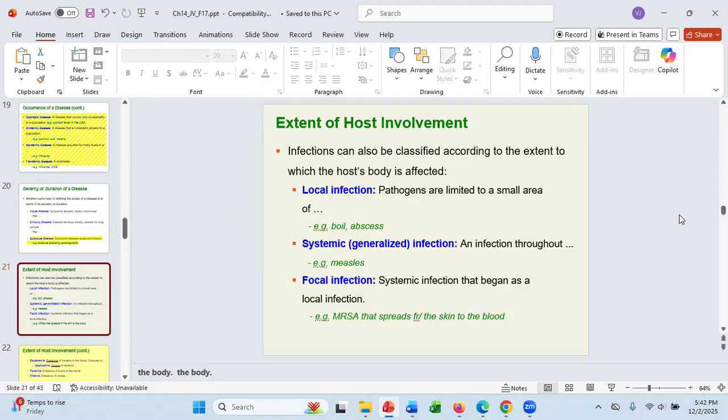All right, there's also a focal infection. This is a systemic infection that began as a local infection. For example, MRSA that starts as a skin boil or skin infection can invade deeper into the body. And once it invades into the bloodstream, it can spread MRSA throughout the body. So that would be a focal infection. Any question about these different classifications of the body's host involvement?